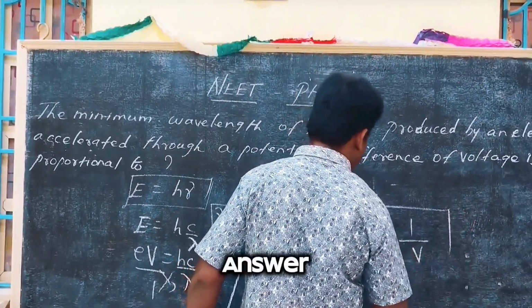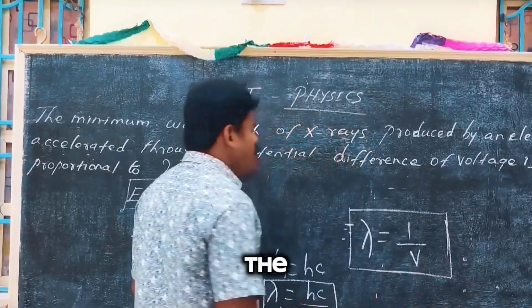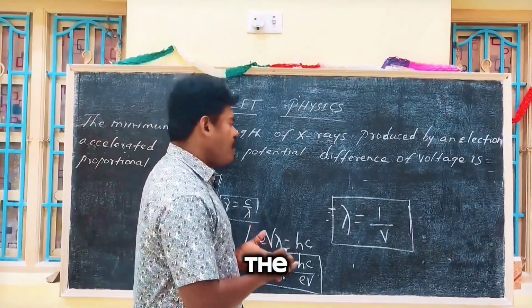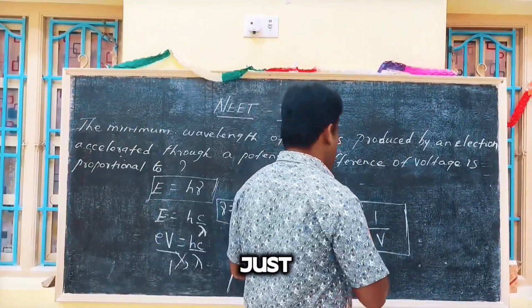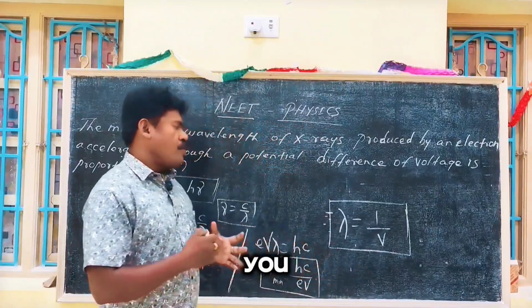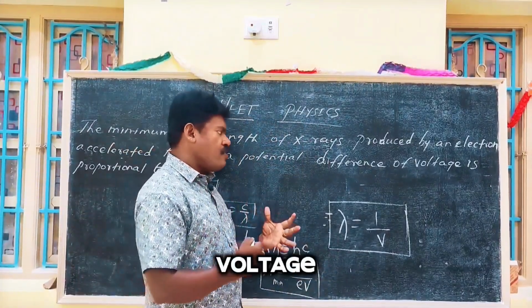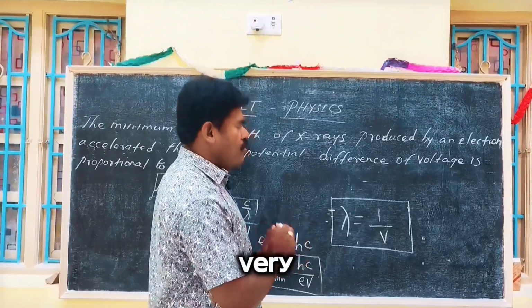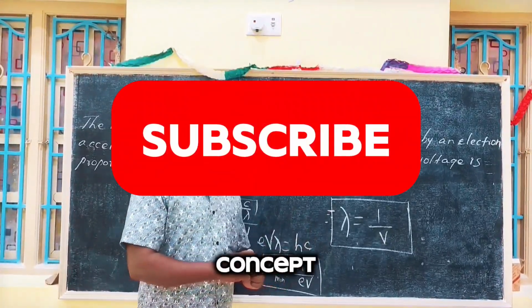That is the answer, which means a higher voltage produces higher energy, and the wavelength is very short. I will just repeat once again: higher voltage produces higher energy, but the wavelength is very short. I hope you understand this concept. Thank you.